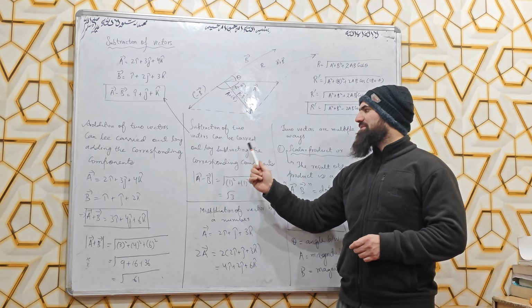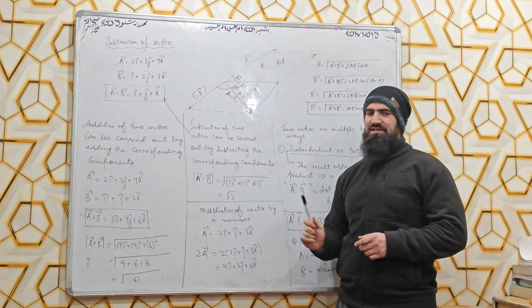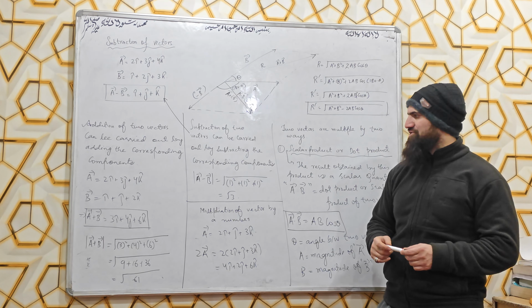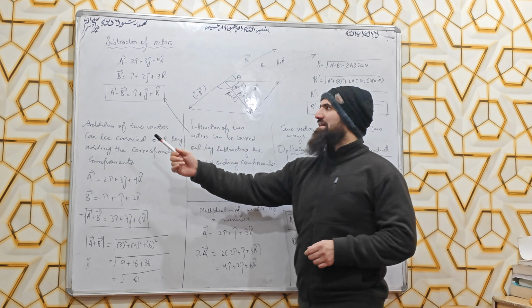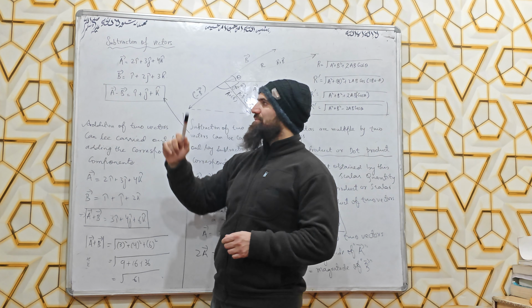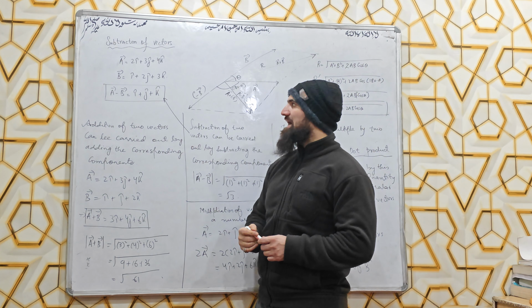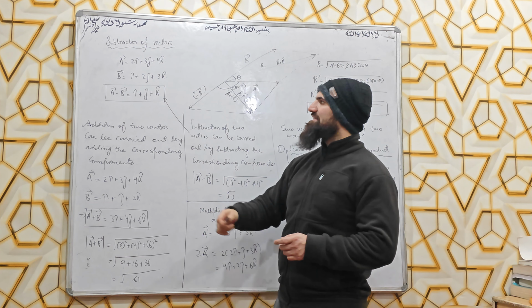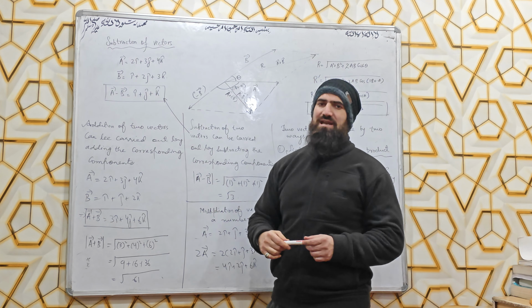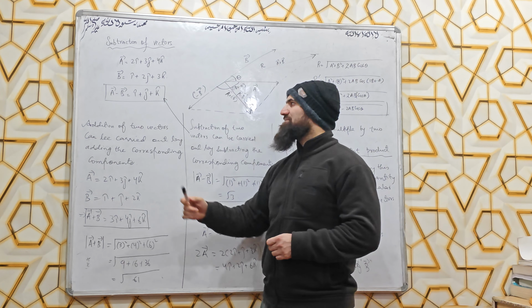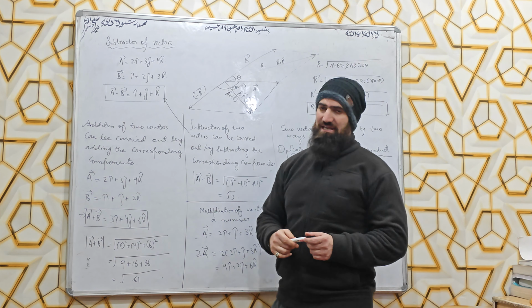Similar is the case with the subtraction of two vectors in terms of components. Subtraction of two vectors can be carried out by subtracting the corresponding components, as we did in the case of addition. So if we have got two vectors, a is equal to i plus 3j plus 4k, b is equal to i plus 2j plus 3k, then the two vectors can be subtracted by subtracting the corresponding components, in which the result will be i plus j plus k.